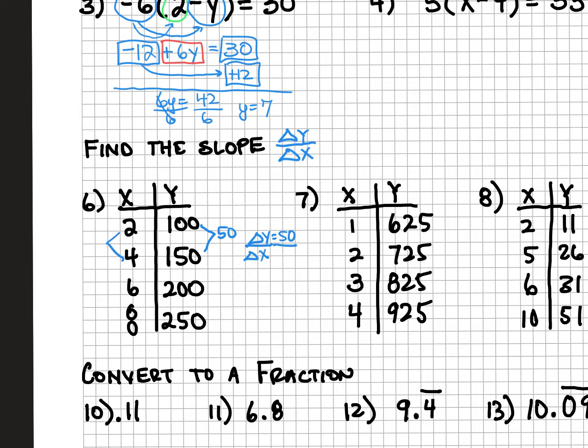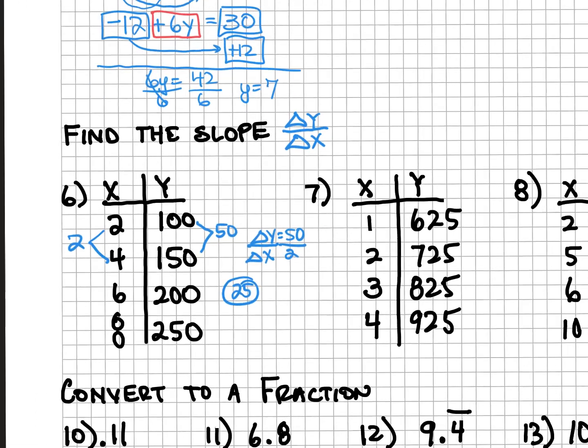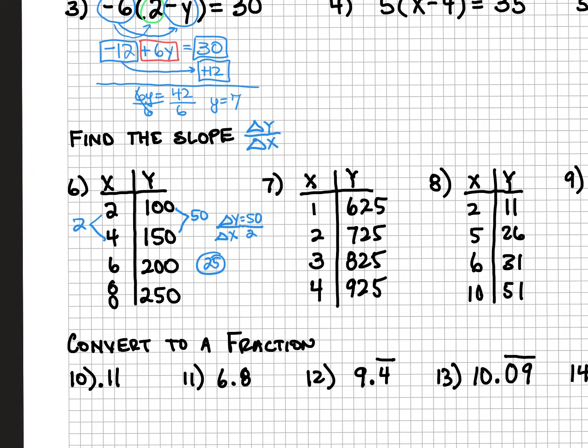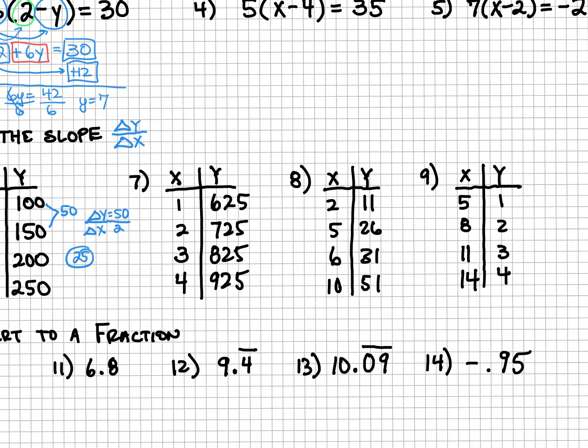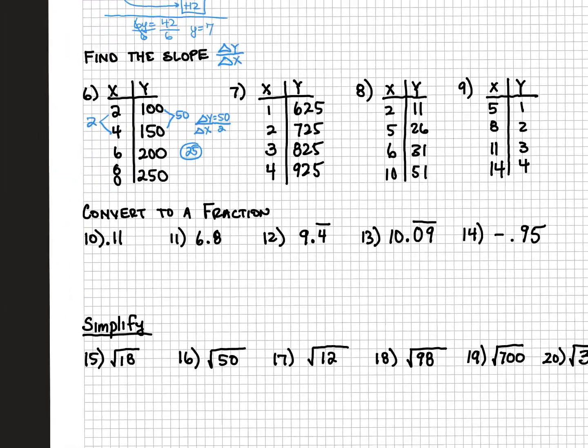Over here, it changes by 2. So the x's change by 2. So the slope of this line is actually 50 divided by 2, which is 25. So how much these go up divided by how much those go up. Always change in y divided by the change in x. So it might look weird once you get over here, but they work the same way.